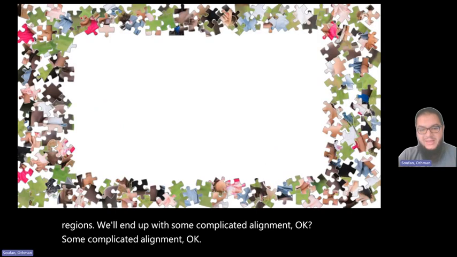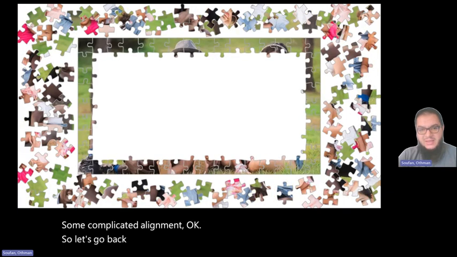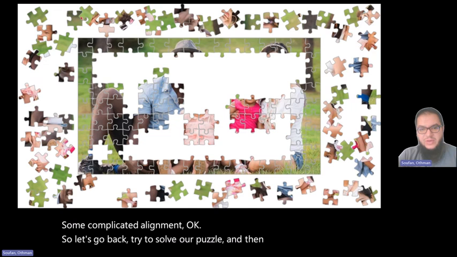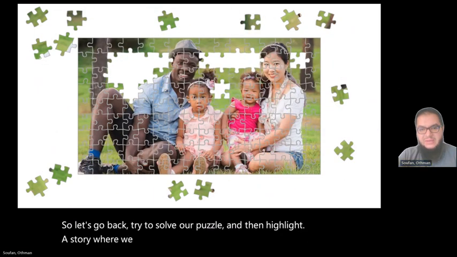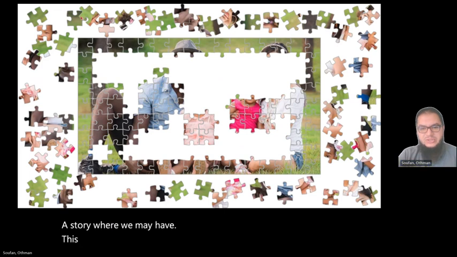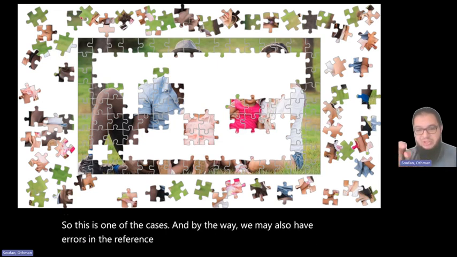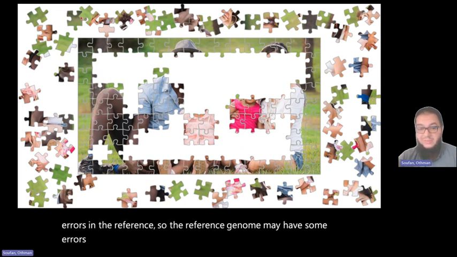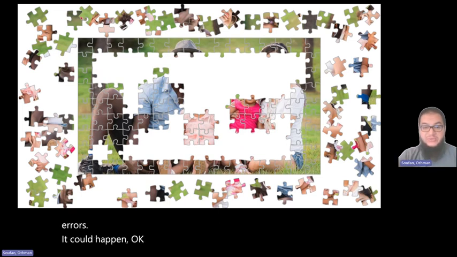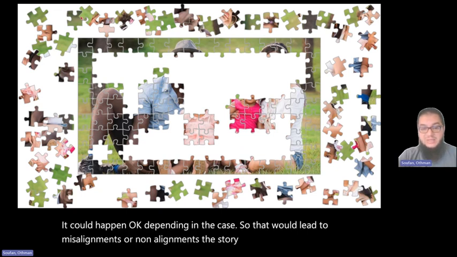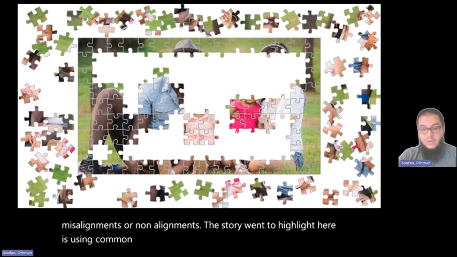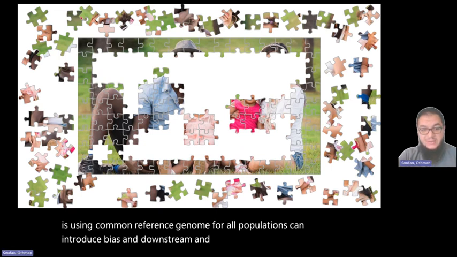So let's go back, try to solve our puzzle, and then highlight a story where we may have this. So this is one of the cases, and by the way, we may also have errors in the reference. So the reference genome may have some errors. It could happen, depending on the case. So that would lead to misalignments or non-alignments. The story I want to highlight here is that using a common reference genome for all populations can introduce bias in downstream analysis.